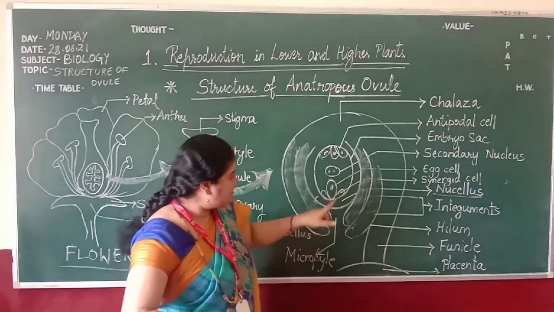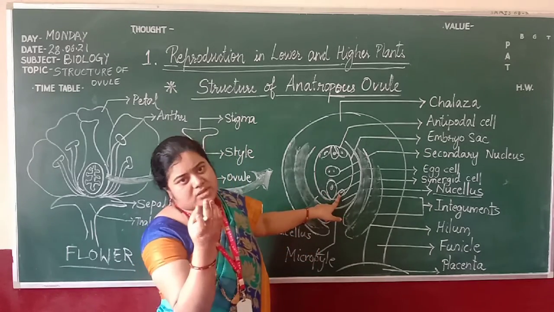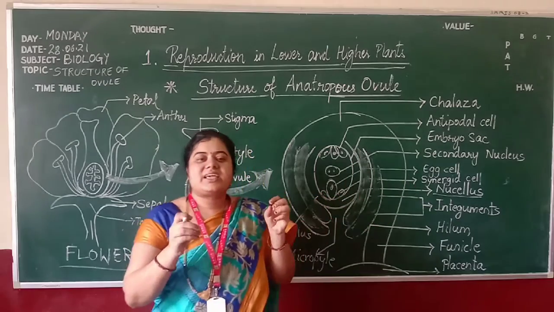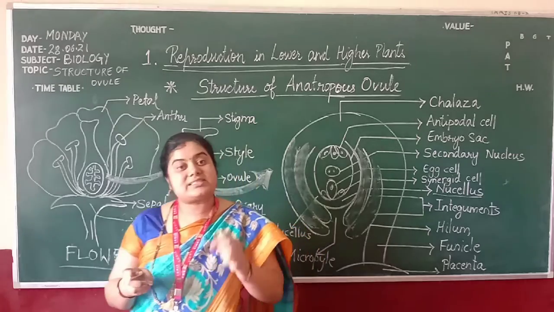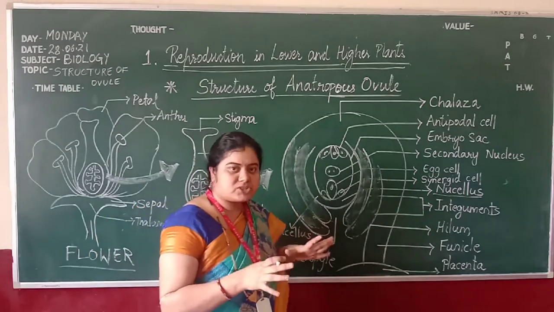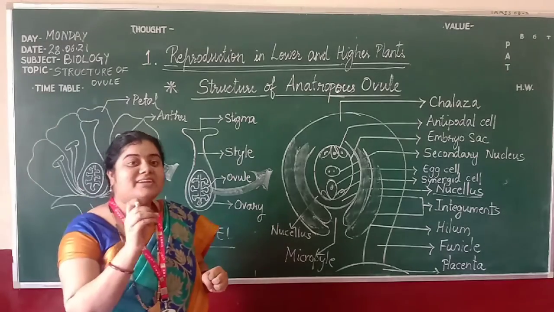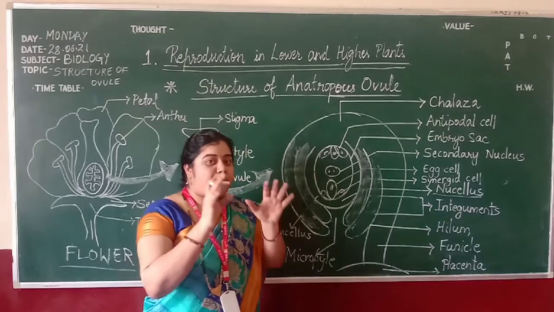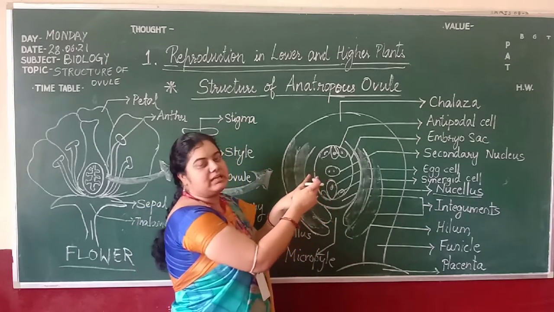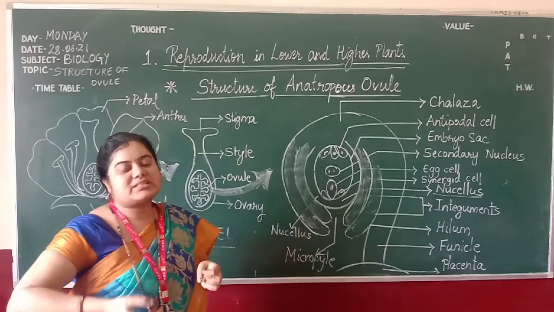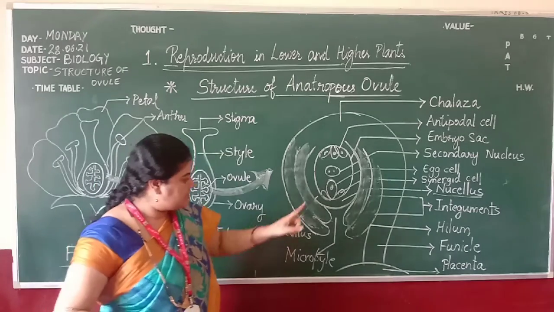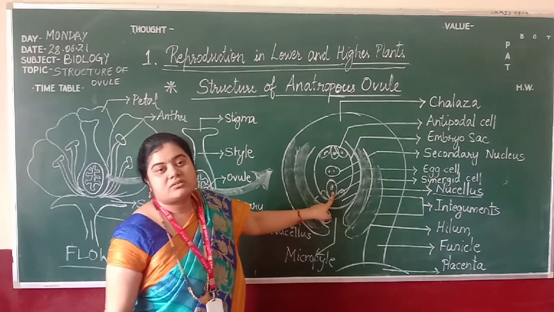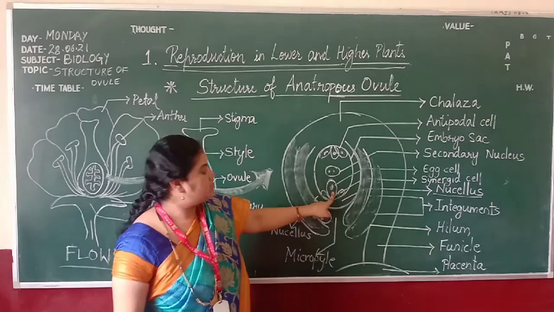Around this egg cell, we can see 2 more cells, which are synergid cells. Synergid cells have hair-like projections, which we call the filiform apparatus. The main function of the filiform apparatus is to guide the pollen tube, meaning they provide direction to the pollen tube. They secrete some chemical substance, and with the help of that substance, the pollen tube enters through the micropyle and then releases into the embryo sac.